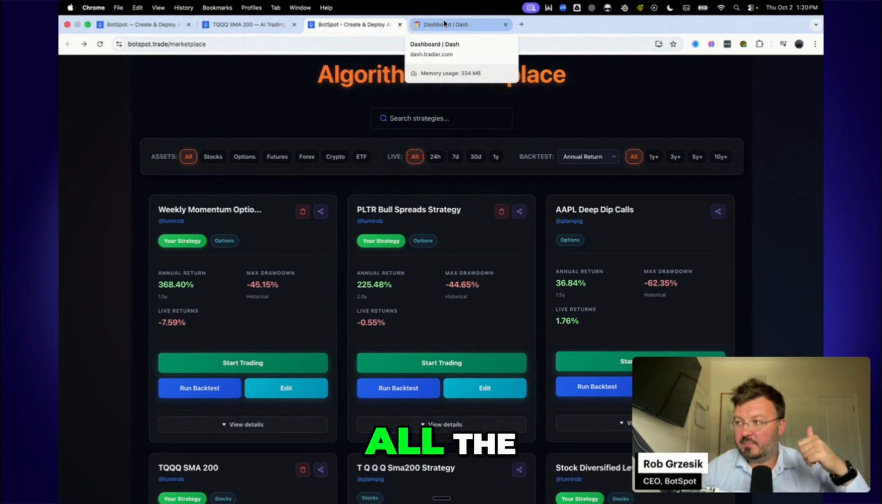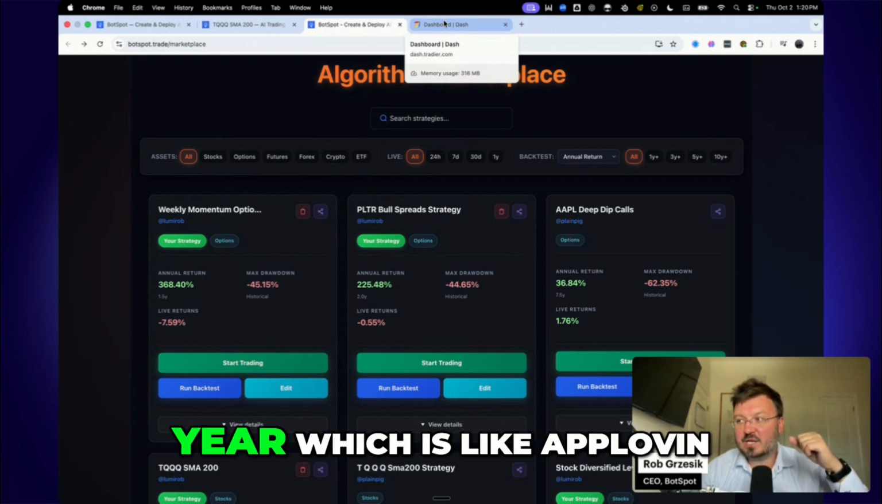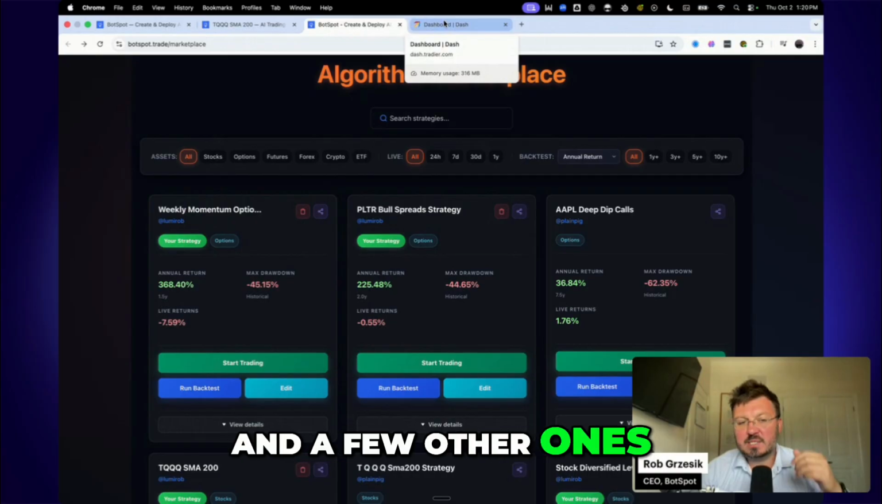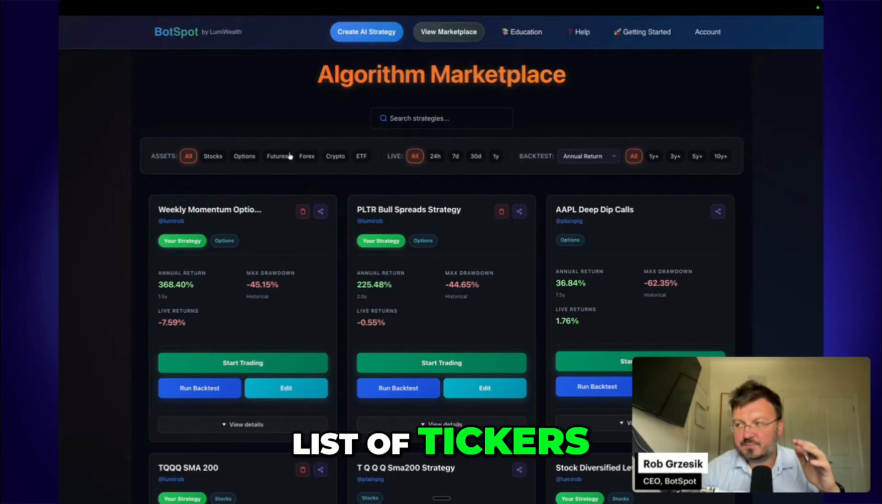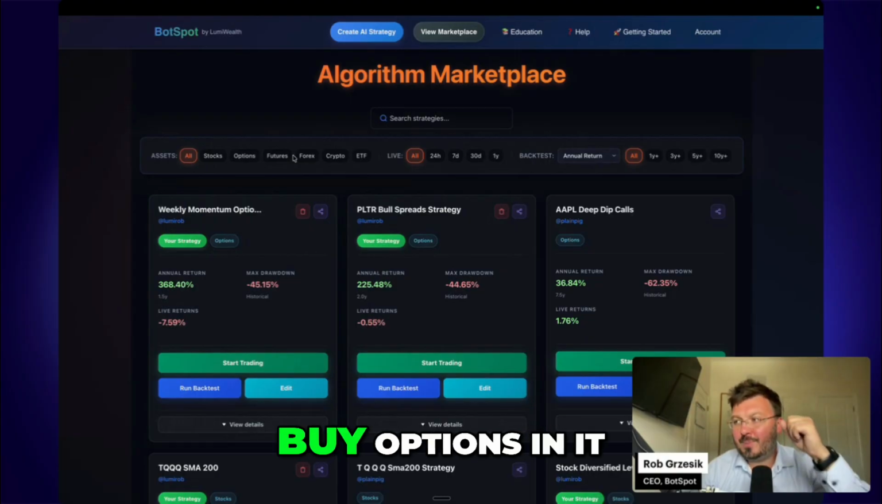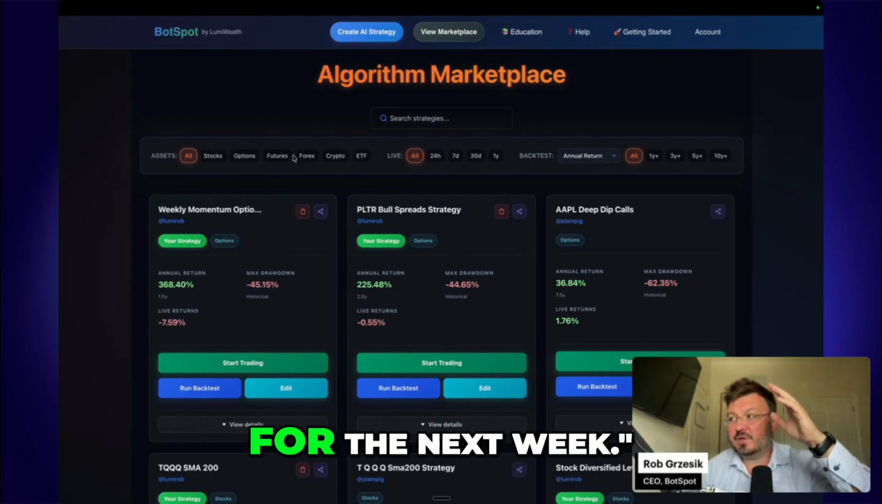The reason why was because we said, find the stock out of this group, which I think we gave it all the best performing stocks over the past year, like AppLovin, Robinhood, Palantir, and a few other ones. We gave it a list of tickers. We said whichever one's doing the best over the past 3 months, hold that one, buy options in it, and run with it for the next week.